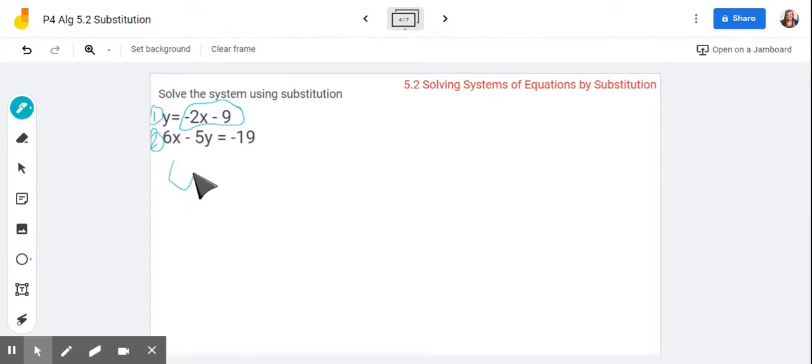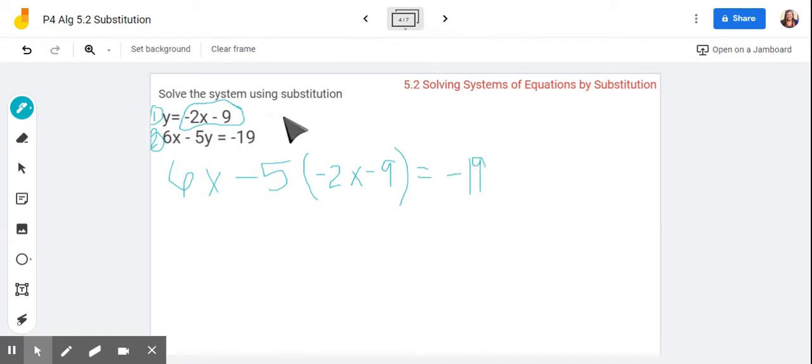It's very important that I put parentheses where the y was so that I know to insert my whole blob there and know that what's on the outside is going to be multiplied by everything inside the parentheses. So my blob is negative 2x minus 9, so I put that in there, equals negative 19.